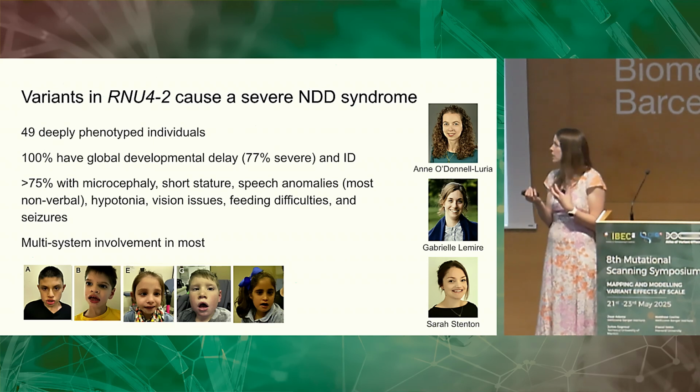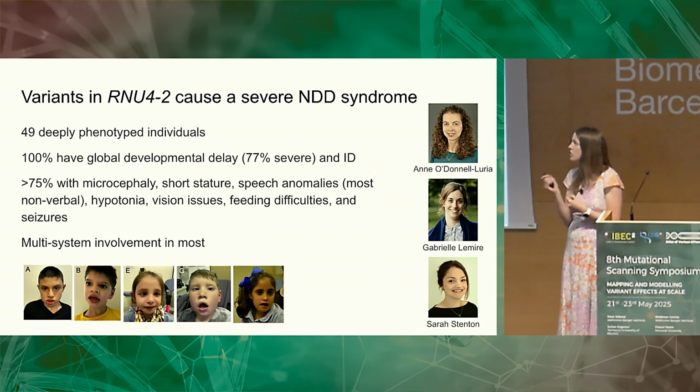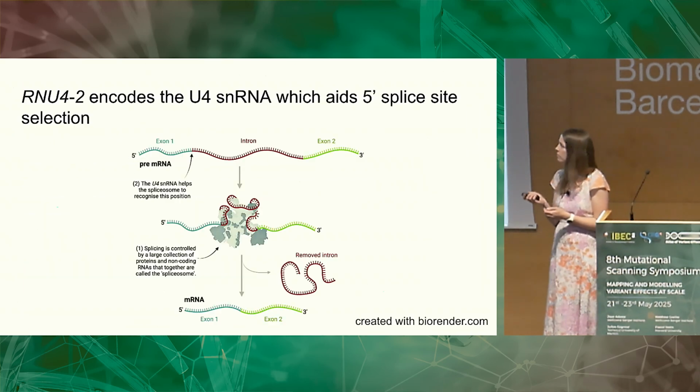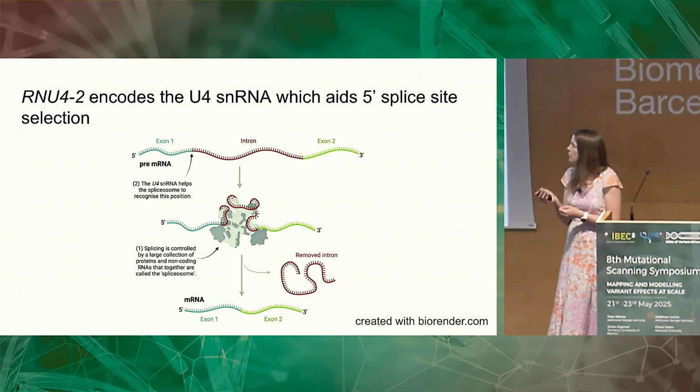They have hypotonia, so low muscle tone, issues with vision and feeding, and a large proportion of them also have seizures. And for any of you that might be dysmorphologists, I'm assuming that's a very small proportion of this room, they apparently have similarities in their faces as well. So what is going on here?